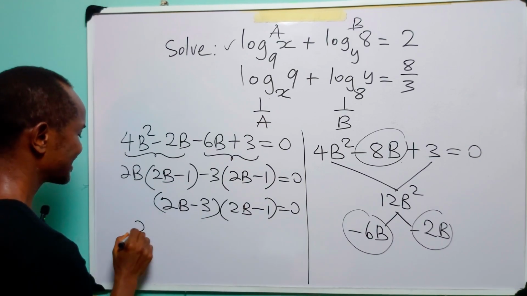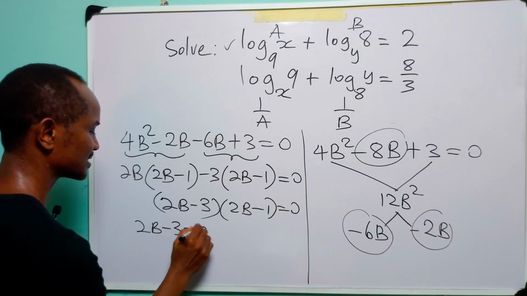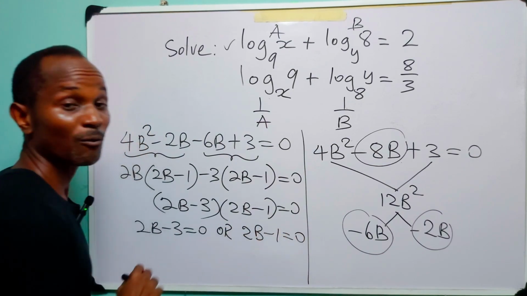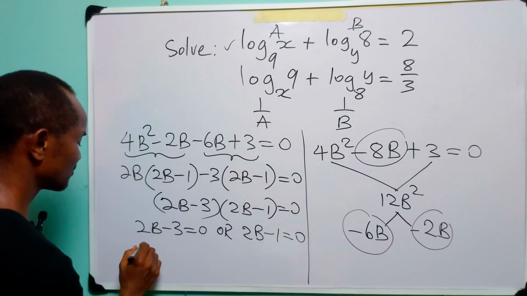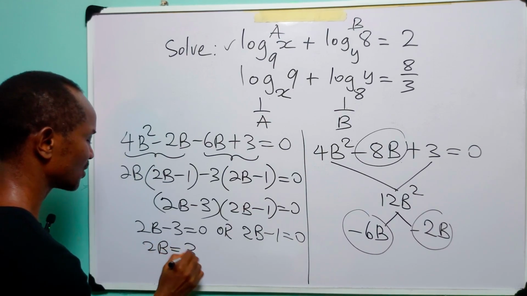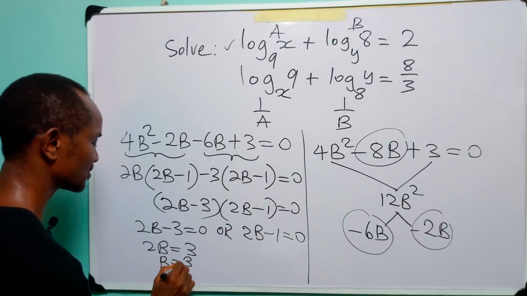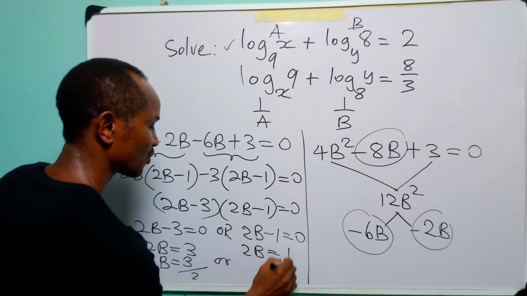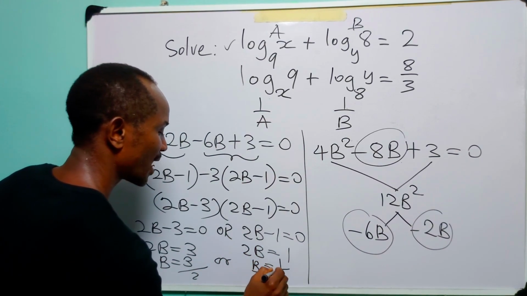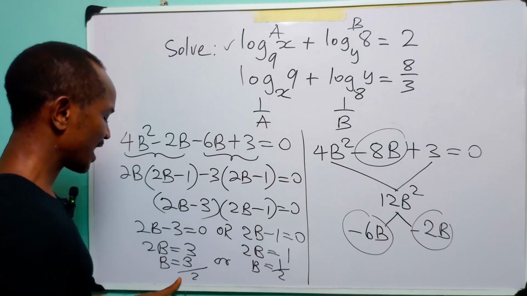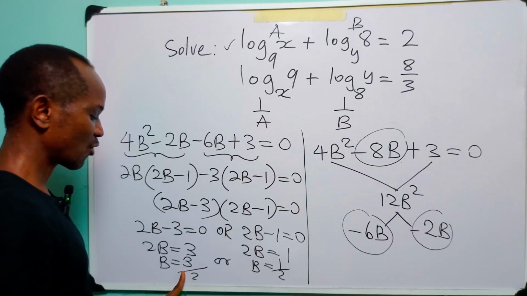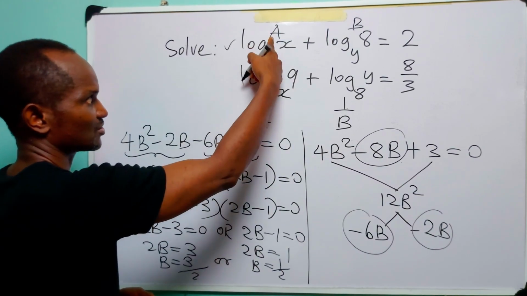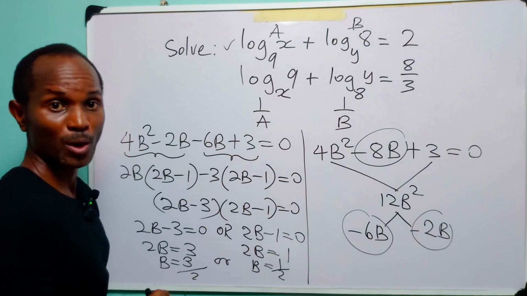From here, we have that either 2b minus 3 is equal to 0 or 2b minus 1 is equal to 0. From this equation, we have that 2b is equal to 3 and b is equal to 3 over 2. Or from this, we have that 2b is equal to 1 and b is equal to 1 over 2. So now we have two values for b, 3/2 and 1/2. And of course, we go back to the first equation, that is a plus b is equal to 2.